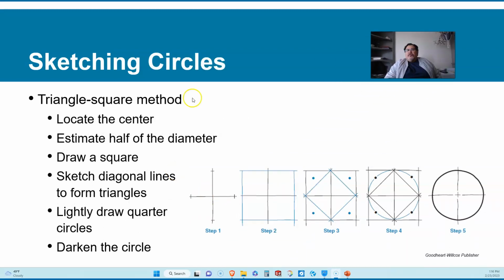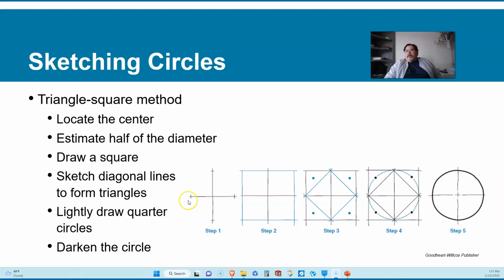Okay, sketching circles using the triangle square method. You'd locate a center. Okay, there's the center. You just pick a point. Okay, and then you estimate half of the diameter. So if I'm going to build a 3-inch circle, then half of the diameter is 1.5 inches. So I swing 1.5 inches one way, and I pick a little point, and from there I estimate a little point there. That's half the diameter.